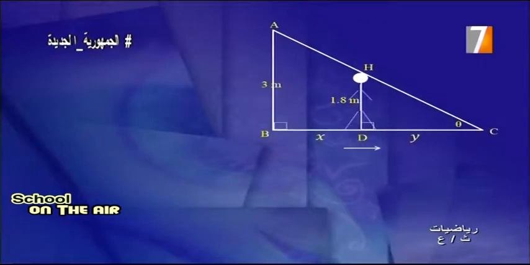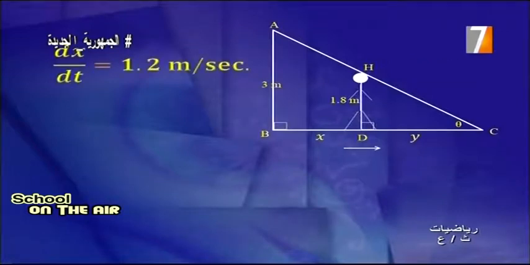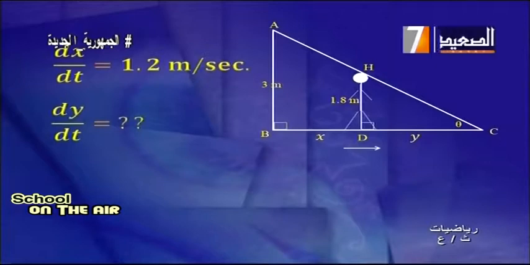Now we have a man of height 180 centimeter who moves away from the base of a 3-meter lamppost at a rate of 1.2 meter per second. Then the velocity of the man dx dt equals 1.2 meter per second. And what is the rate of change of the length of the shadow of this man, dy dt?